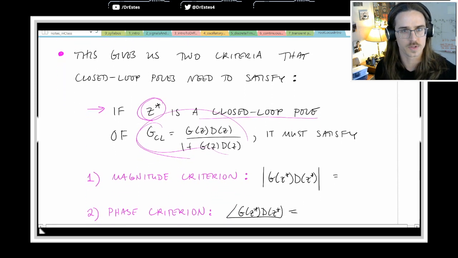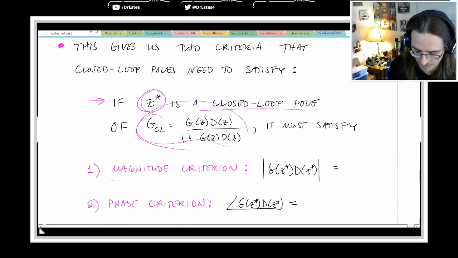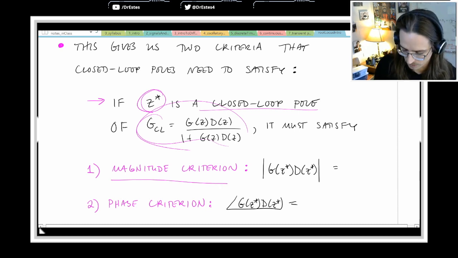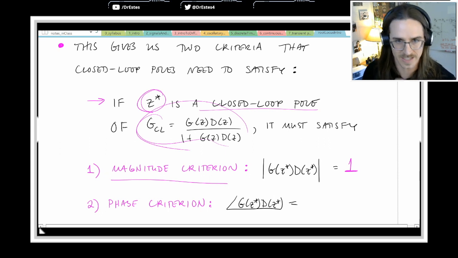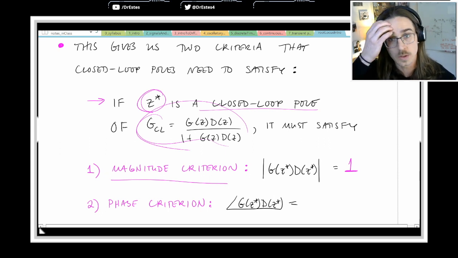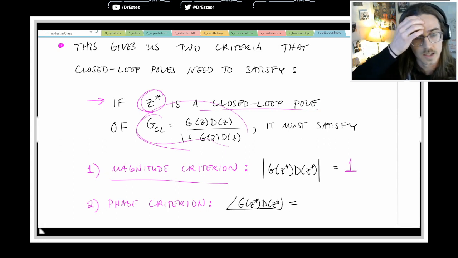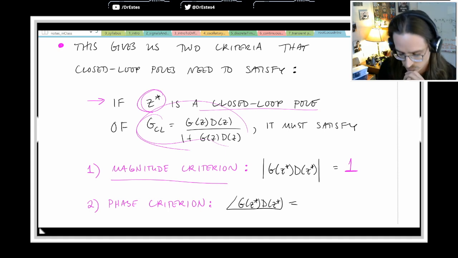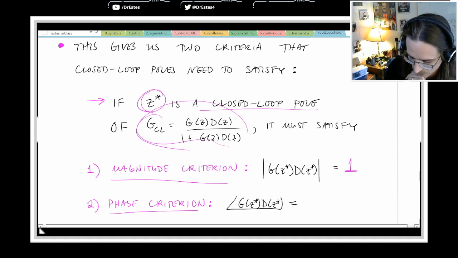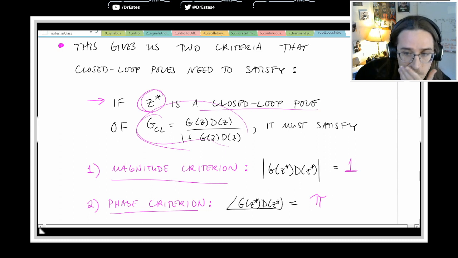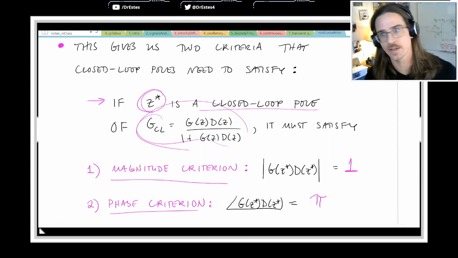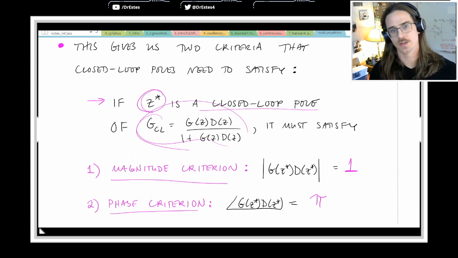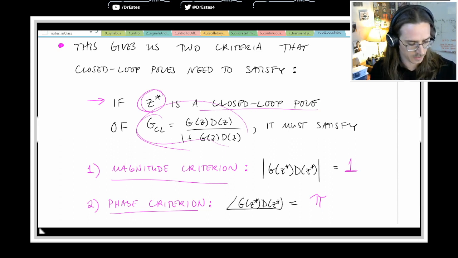If you're a closed loop pole, you must satisfy what we call the magnitude criterion, meaning that if I plug that value of z into the open loop transfer function and take the magnitude, it has to be equal to 1. Then if you take the angle that it makes, it has to be pi. That's the magnitude criterion and phase criterion. This is what the whole root locus design technique is based on.